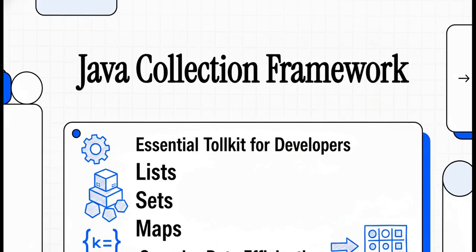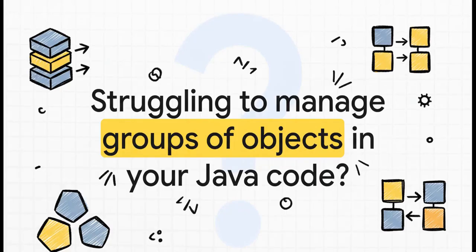All right, let's talk about something absolutely fundamental in Java, something every developer really needs to get a handle on, the powerful and super useful collection framework. So you've been there, right? You're coding in Java and suddenly you've got this pile of objects, users, products, data points, whatever it is, and you've got to store them, find them, and manage them. And let's be honest, it can get really messy really fast.